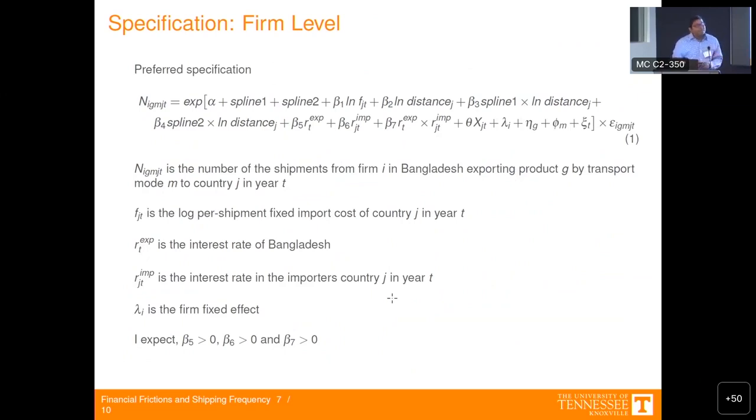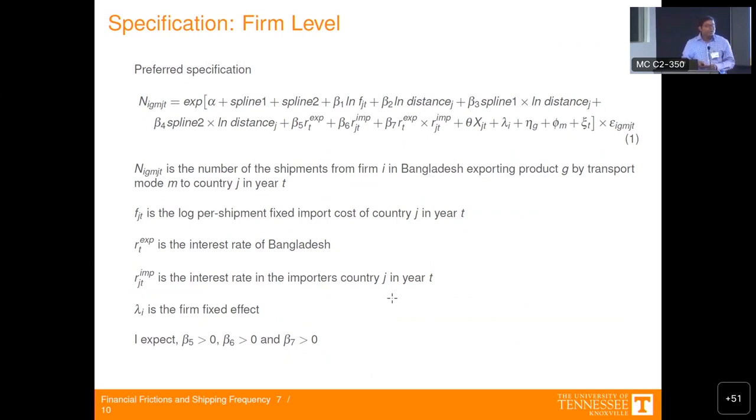So there is this distance spline, because for distance, Bangladesh data is a little bit interesting, because all of our export is happening either in Europe or in USA. So I had to use a distance spline to accommodate those facts. And I have that FJT, the per shipment fixed cost variable, and then I have RT and RJT, the exporter and importer country financing costs. So here it's the interest rate.